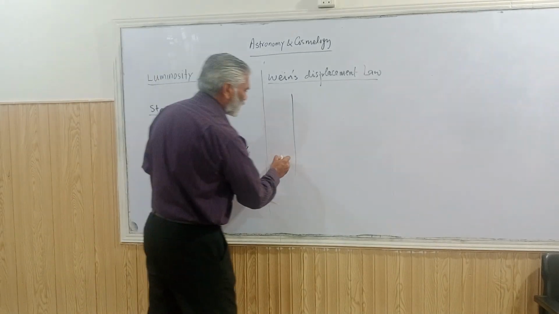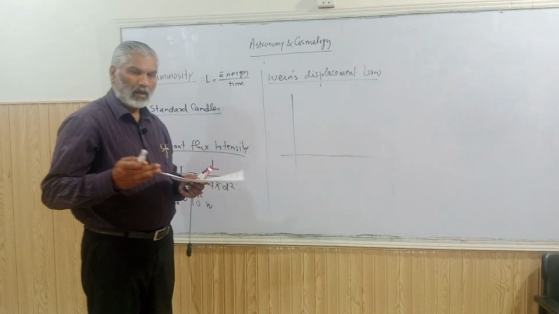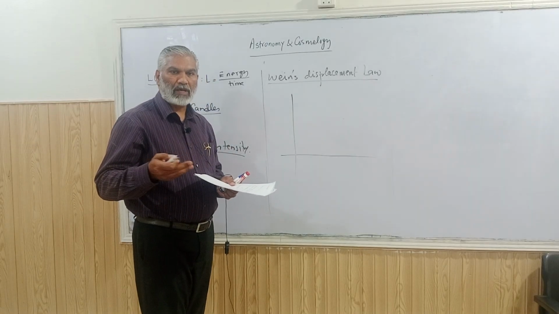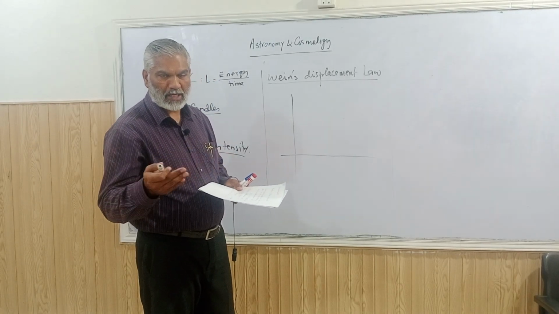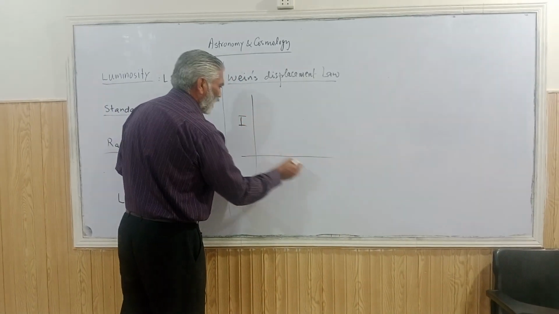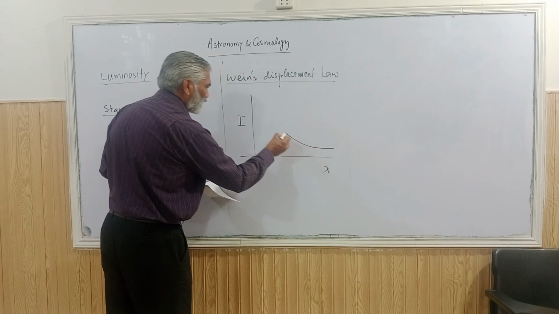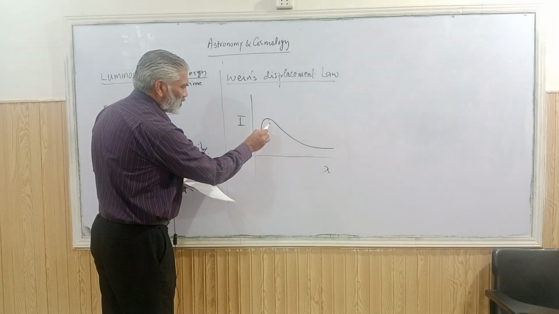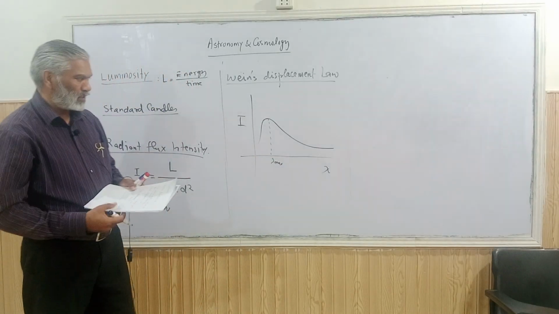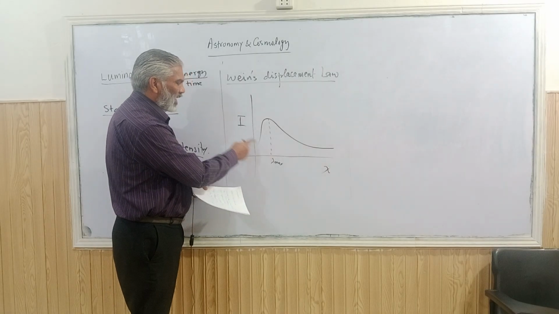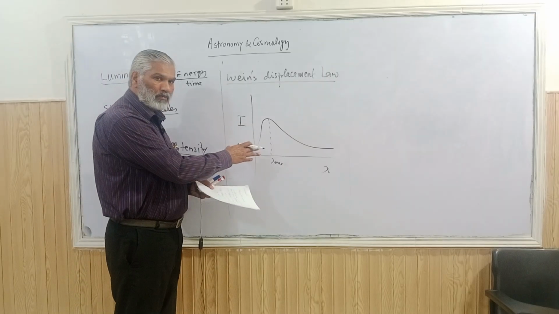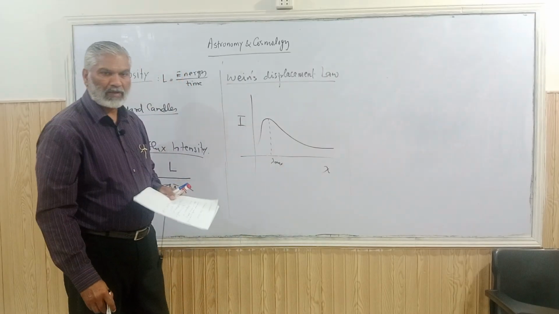Wien's displacement law tells us that when we increase the temperature of an object, it emits various wavelengths, various photons of different radiations, each with its unique wavelength, and the graph with intensity and wavelength appears to be something like this. This is where we have maximum lambda. Lambda max means for this particular wavelength we have maximum intensity, which means most of the light emitted by this hot object has this wavelength.